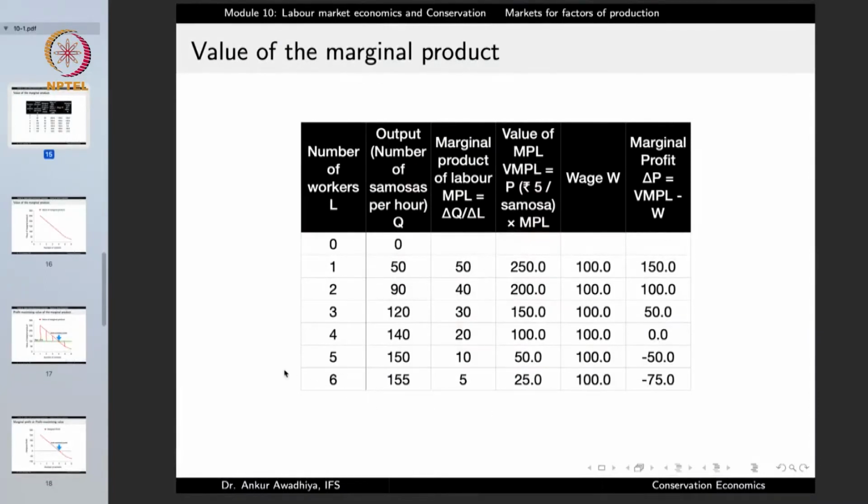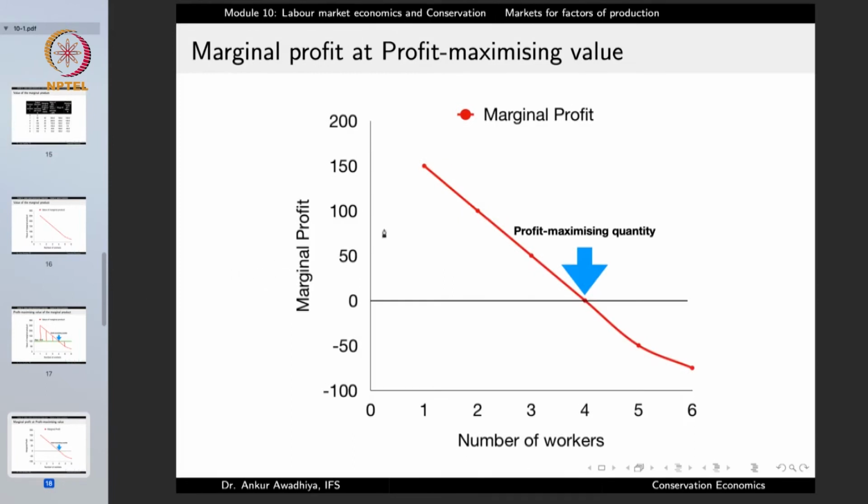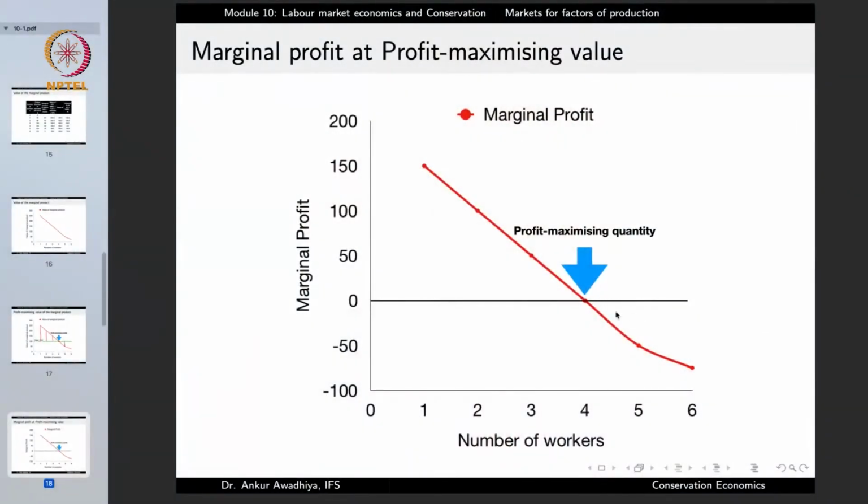So as the number of laborers increases to 6, the value of the marginal product of labor is 25 rupees, the wage rate is 100, so the marginal profit is now minus 75 rupees. So this is what we are plotting here, the marginal profit versus the number of workers, and the profit maximizing quantity is given by this point where the marginal profit is 0. At all the points to the left of this point, there is a positive marginal profit, which means that by adding one more unit of labor, the company will add to its profit. To the right of this point, we have a negative marginal profit, which means that if the firm adds labor, then it will reduce its profit.